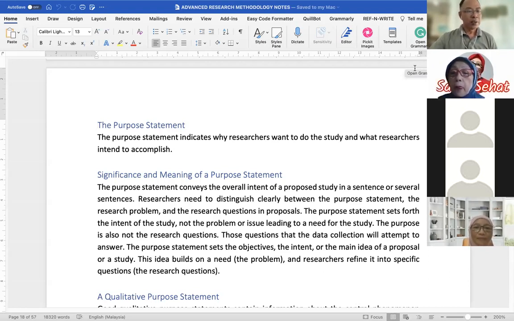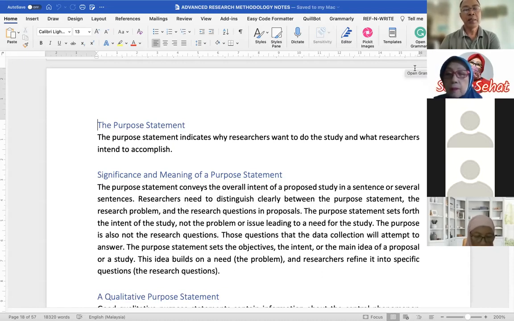Inshallah, we will continue today with the topic of purpose statement. Last time we discussed how to write chapter 1, and we discussed how to write the problem statement. After writing the problem statement, we need to write about the purpose statement. In the purpose statement, there are two things that we need to write: one is the research questions, and the other one is the research objective.